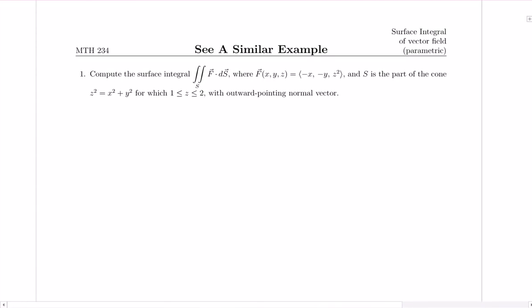In this video, we will compute a surface integral of a vector field over a surface which is given parametrically. So here the surface is part of a cone, z squared is x squared plus y squared, but only the part whose z coordinate is in between 1 and 2. And we want the outward pointing normal for the orientation.